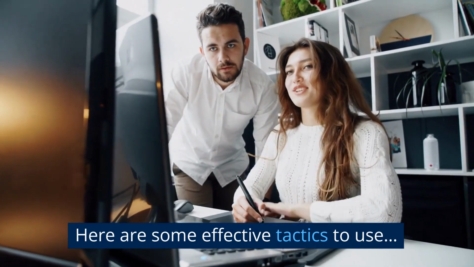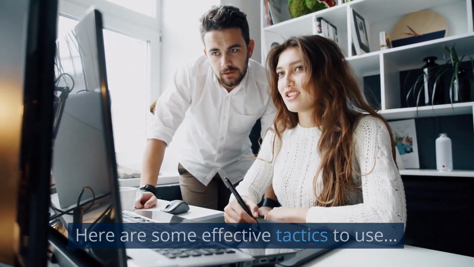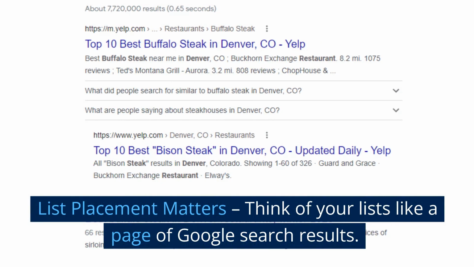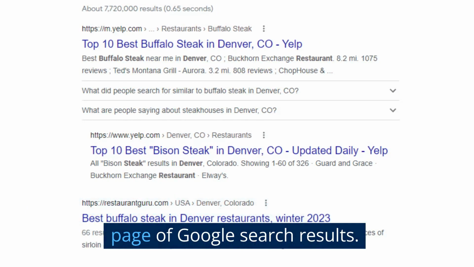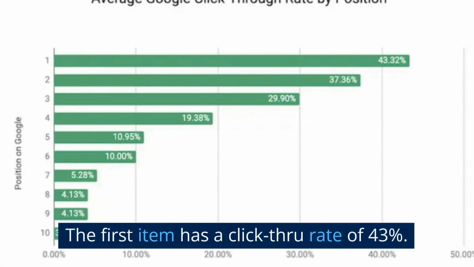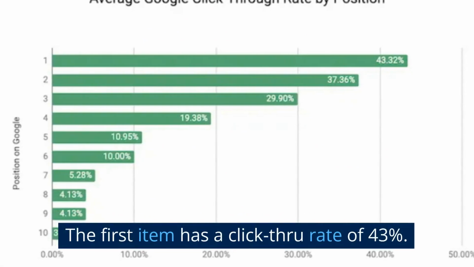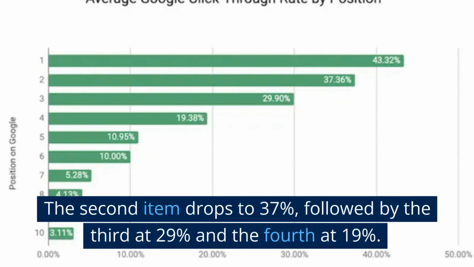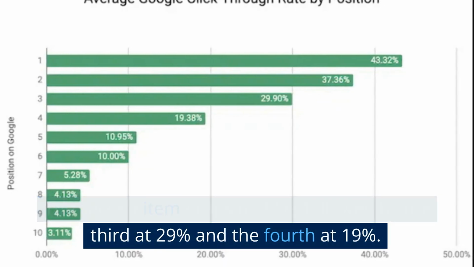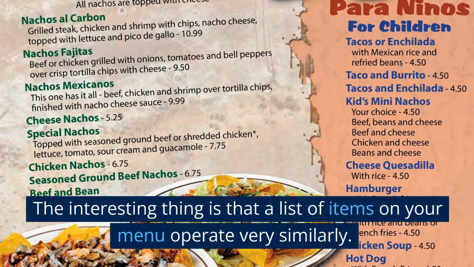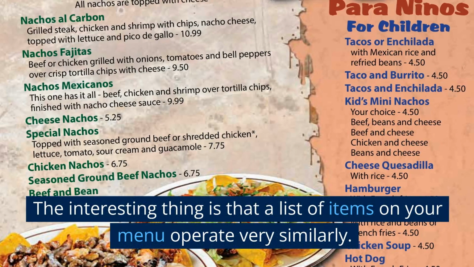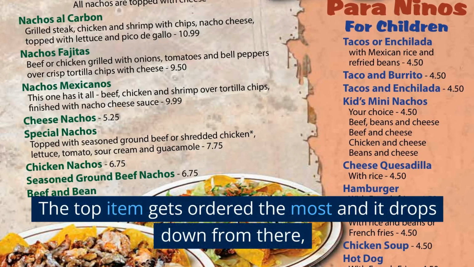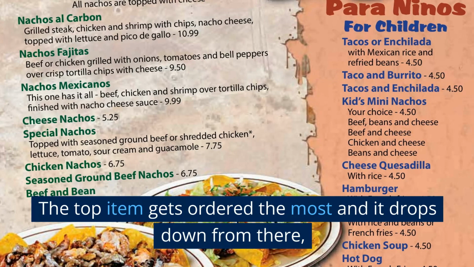Here are some effective tactics to use. List placement matters. Think of your lists like a page of Google search results. The first item has a click-through rate of 43%. The second item drops to 37%, followed by the third at 29% and the fourth at 19%. The interesting thing is that a list of items on your menu operates very similarly. The top item gets ordered the most, and it drops down from there.